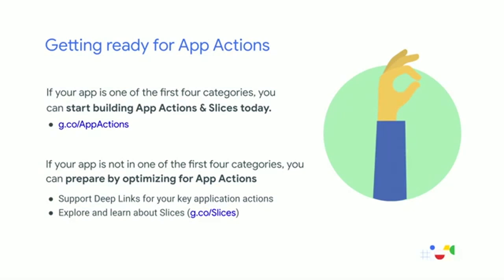But you can also get started by optimizing for app actions today. You can start creating deep links for some of your key application moments, and you can also start experimenting with slices. All of our documentation is public, but if there's one link you need to remember, it's g.co/appactions.